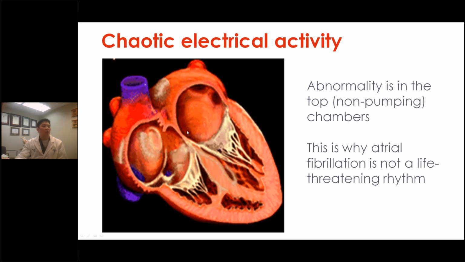It's when these top chambers, the non-pumping chambers of the heart, begin to race very rapidly. Your actual pulse is determined by your pumping chambers. And so even if you're in atrial fibrillation, your actual heart rate might not be nearly as fast. So you could be in atrial fibrillation and have a slow pulse, or more commonly, a fast pulse.